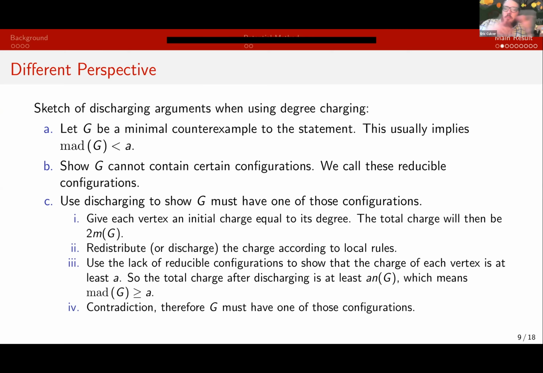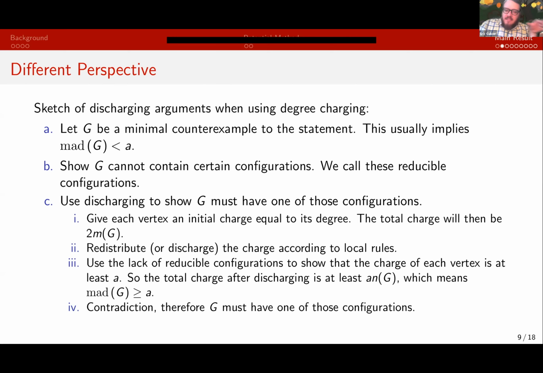Then we move those charges around, redistribute them according to local rules. Then what we want to get at the end of the argument is that the total charge at each vertex is at least A, our bound on the maximum average degree. But then that means the total charge after discharging is at least A times the number of vertices.